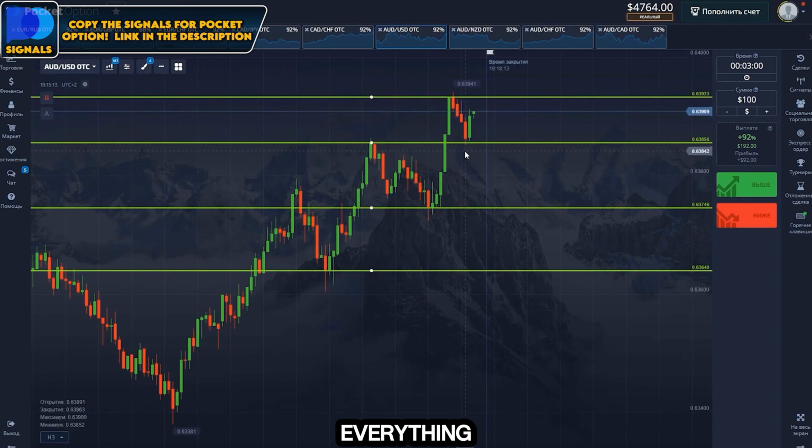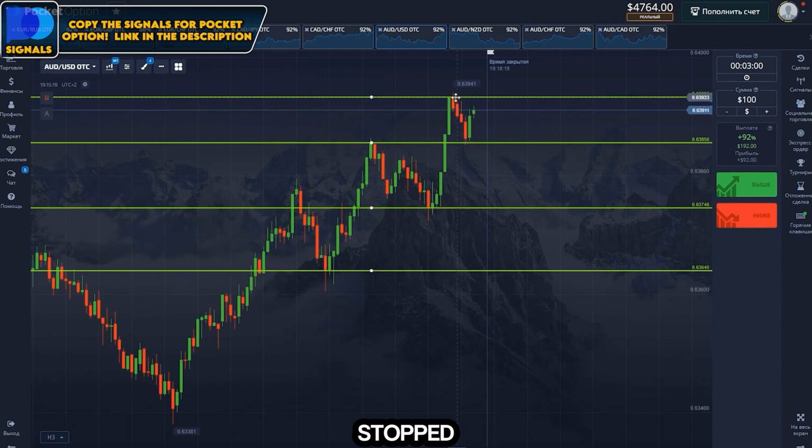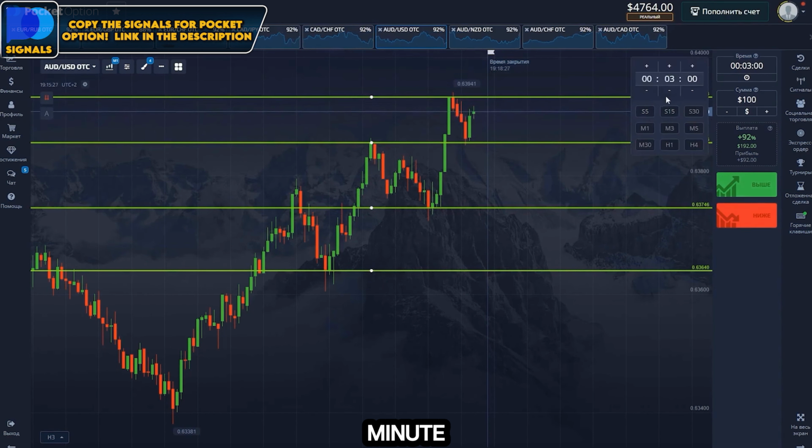Next, we have marked everything. What is needed now, as you can see, this is where it stopped. It was the same here. Right here there was such a wave. The same happens here. And this means we can enter for 1 minute.